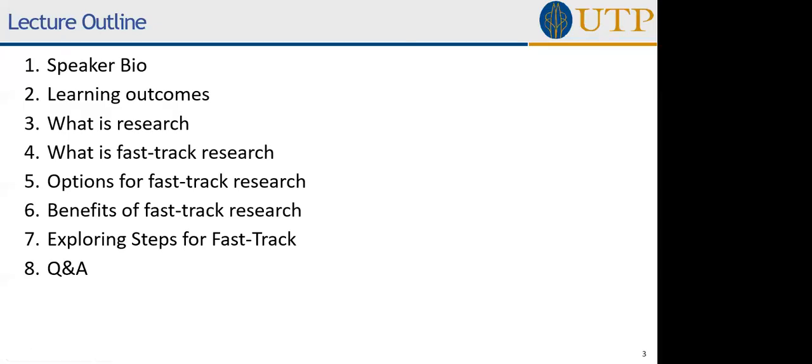So this is the lecture outline. First, I will provide you a brief bio of myself. Then the learning outcomes of this lecture. We'll define scientific research. We'll define fast-track research, though this is not a well-established term, so different people can have different perspectives of what fast-track research is. I will provide you my perspective of fast-track research. What are the options for doing fast-track research? What are the benefits of doing fast-track research? And we will explore the steps in doing fast-track research. And at the end, we have a question and answer session.